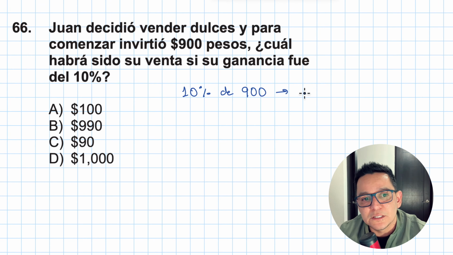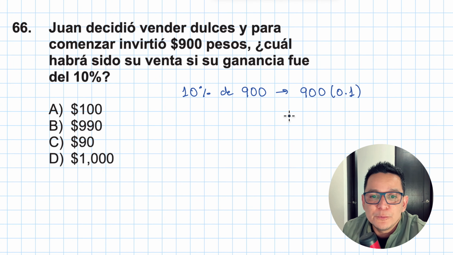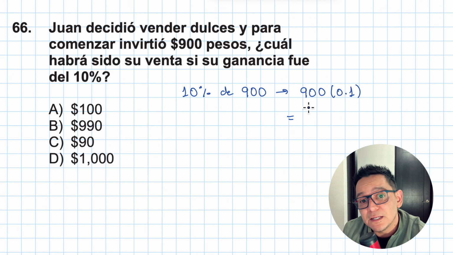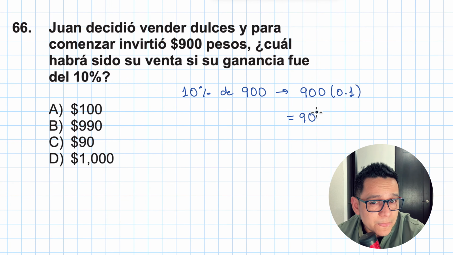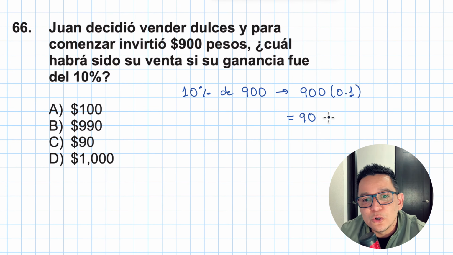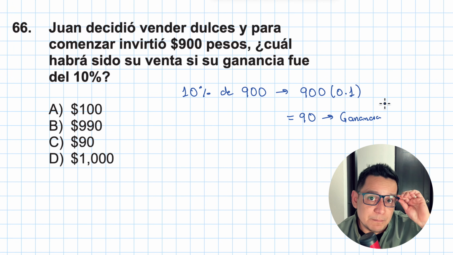10% of 900 is calculated in a very simple way. We're simply going to multiply the number, which in this case is 900, by 0.1. If I multiply by 0.1, it's enough to just move the decimal one place to the left. So 900 times 0.1 is equal to 90, right? I'm not going to do the operation since it's pretty simple. So these 90 are what he got as profit. We agree, because he's saying he got a 10% profit. Of what? Well, of the investment, right?